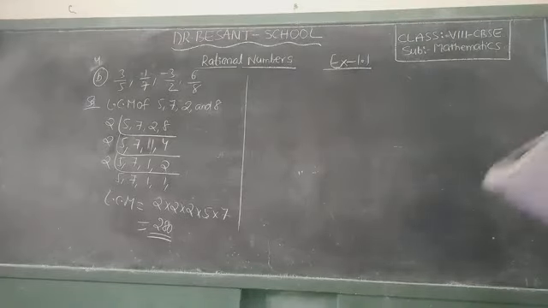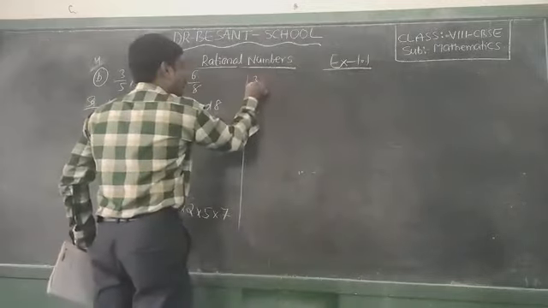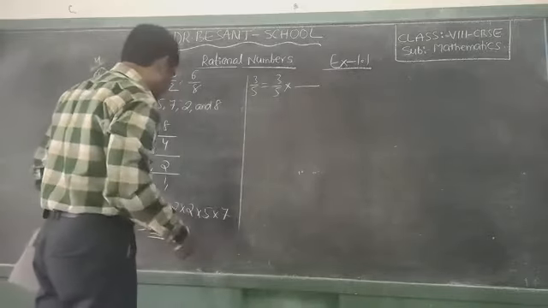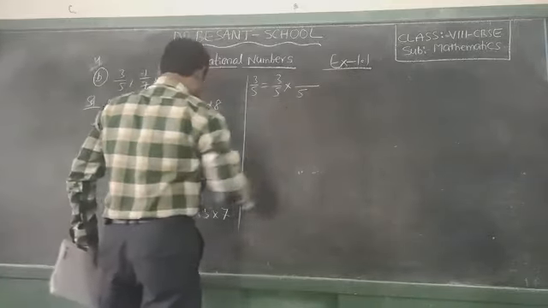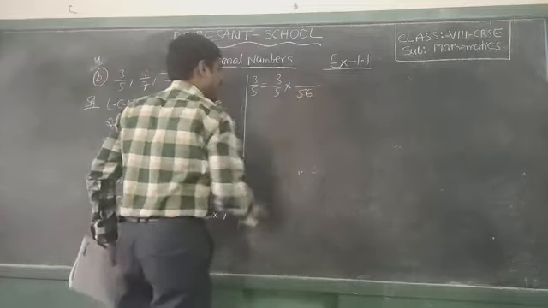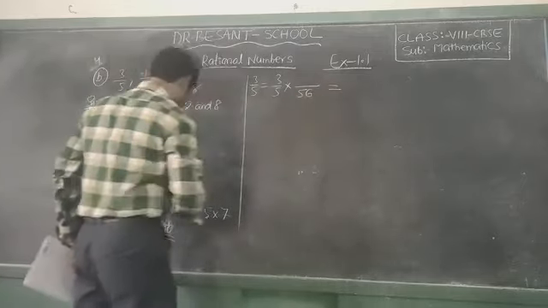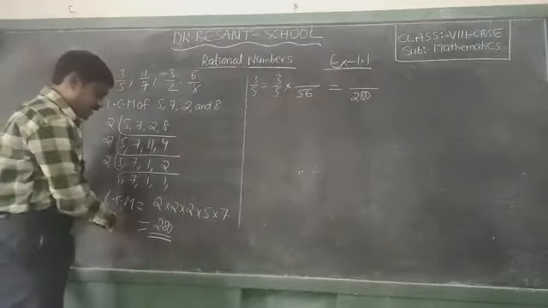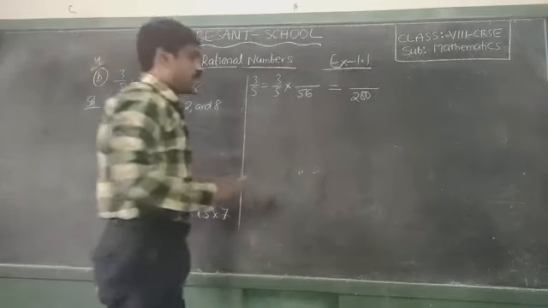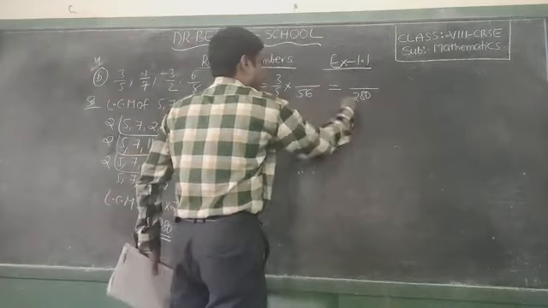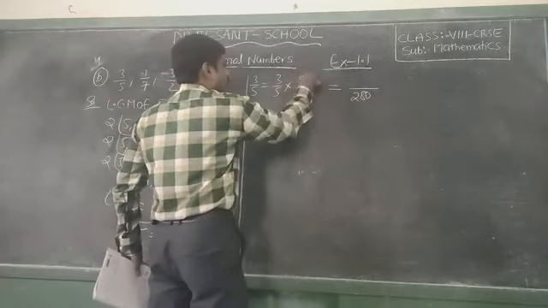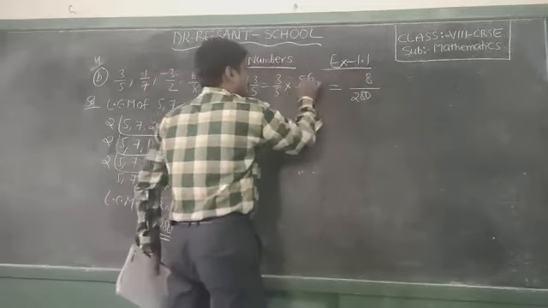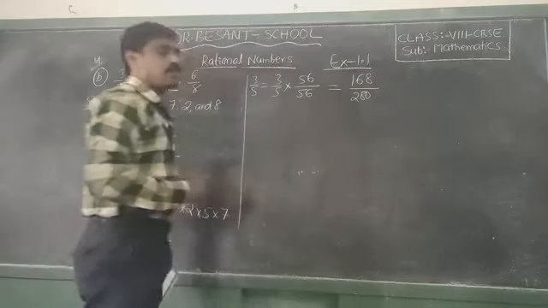Next, 3 by 5 is equal to 3 by 5 into 56. 5 56s are 280. We should get the denominator 280. Why? Because LCM is 280. That's why we should get the denominator 280. 5 56s are 280. So the numerator also we should multiply with 56 only. 3 6s are 18, 3 5s are 15, plus 1 is 16, 168 by 280.